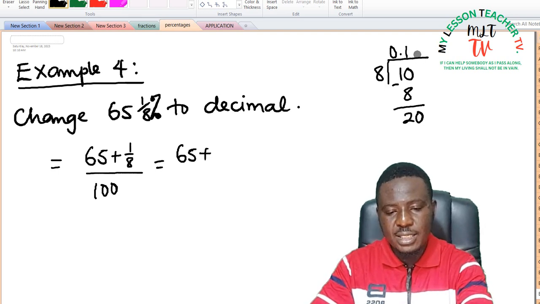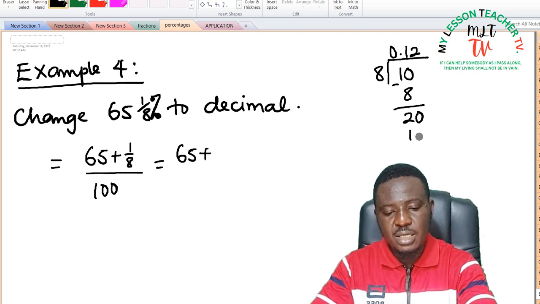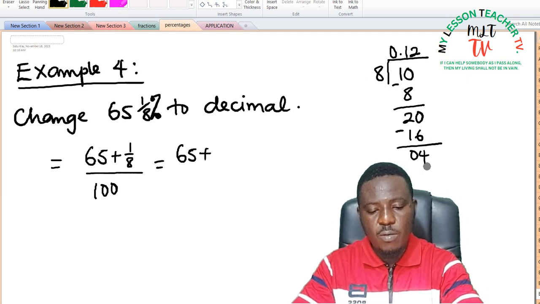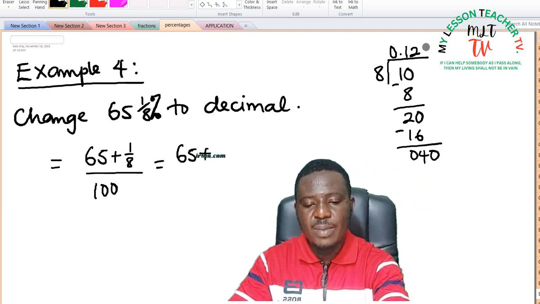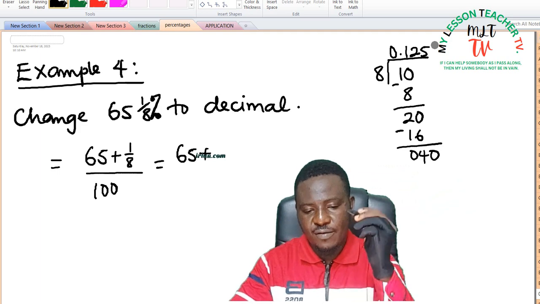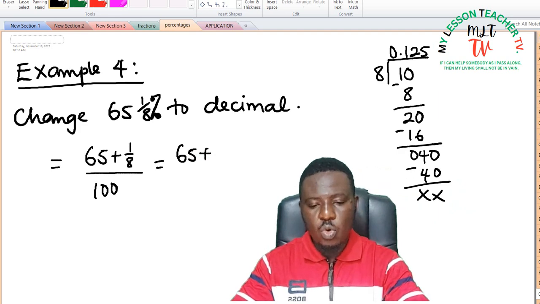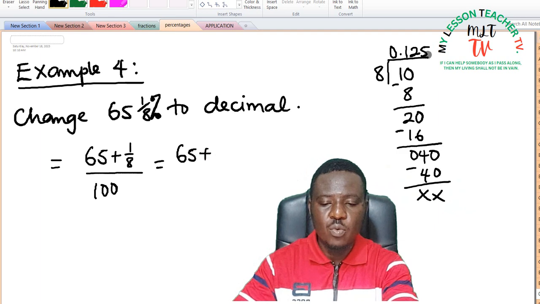8 into 20 is said to be 2. 2 times 8 is 16. Subtract. This gives us 4. Add 0 to this. This becomes 40. 40 divided by 8 is said to be 5. And when you multiply, it gives you 40. This is what you get. So it therefore means that 1/8 is said to be 0.125.